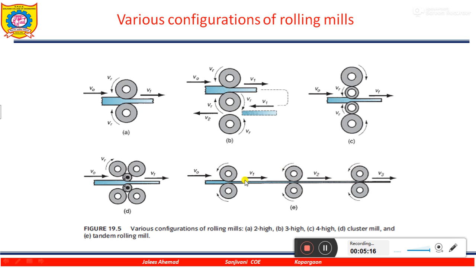So a tandem mill is a special type of modern rolling mill where rolling is done in one pass. एक ही पास में रोलिंग हो जा रहा है. So there is no need to go back; it goes in from here and comes out from there. So rolling is done in a single pass continuously.